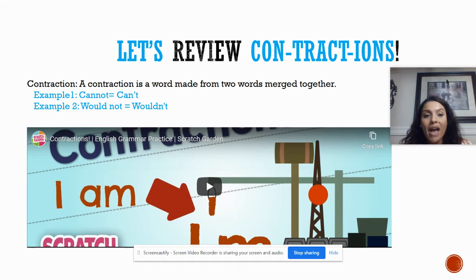So we have a contraction. A contraction is a word made from two words that are brought together. They're merged together. So we have the word cannot. That goes from being cannot to can't. So anytime we want to think contraction, I want you guys to go like this. Contraction. Everybody do that with me. Contraction. Again, everybody. Contraction. So we're going to take a word from being long to a contraction. So we have the word cannot, can't.